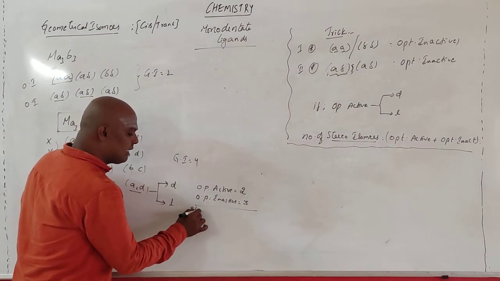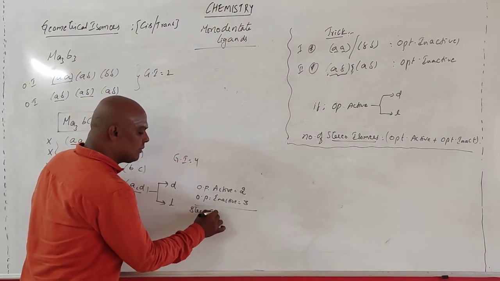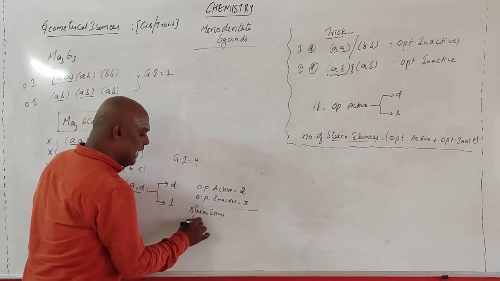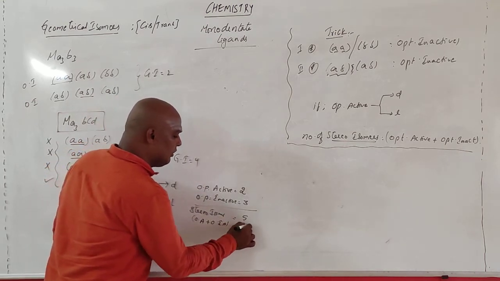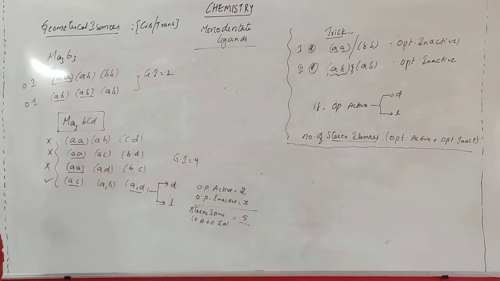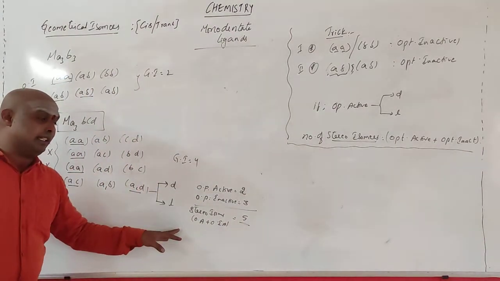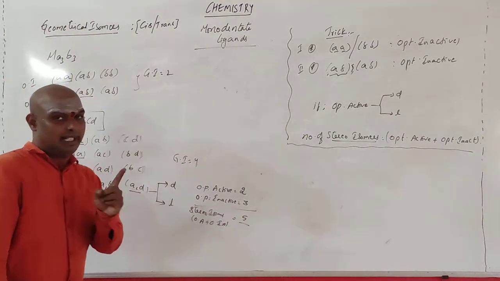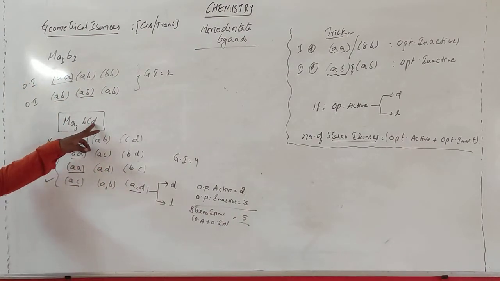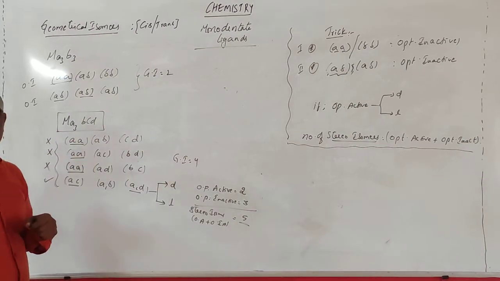How many stereoisomers are there? Stereoisomers means optically active plus optically inactive. So totally 5. Optical activity and optical inactivity, combining both together, we will be getting the number of stereoisomers. Getting me? So we are taking these things, whatever are present here.